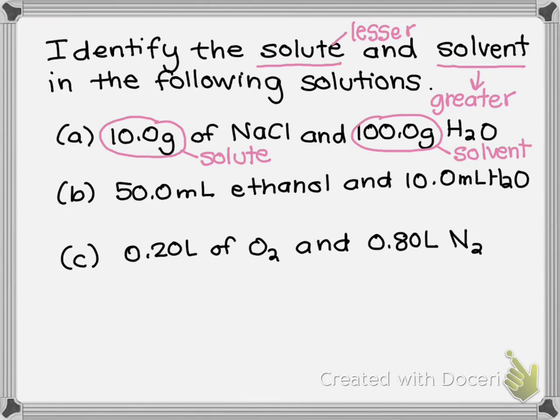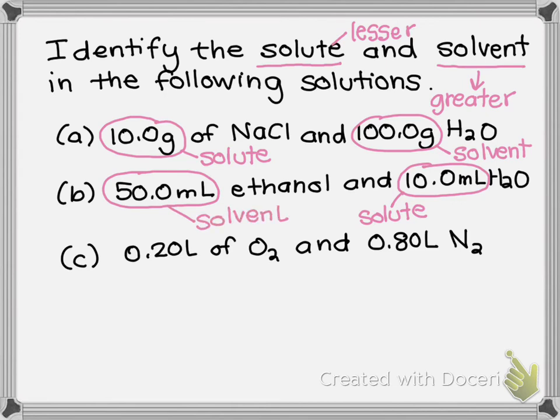On the second example, letter B, I have 50 milliliters of ethanol and 10 milliliters of water. So the 10 milliliters is the lesser amount, so that is the solute. And the 50 milliliters is the greater amount, so that's the solvent. On this example, I have 0.2 liters of oxygen and 0.8 liters of nitrogen. So then 0.2 liters is the lesser amount, so that's the solute. And the greater amount is 0.8, the nitrogen, so that's the solvent.